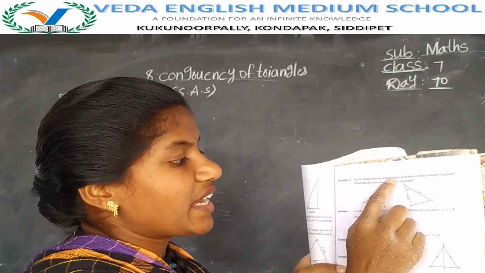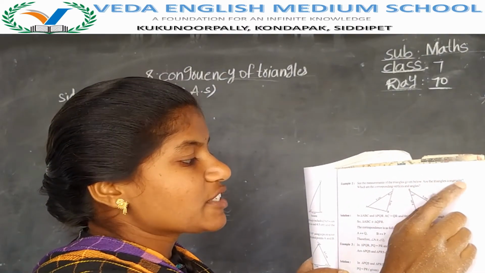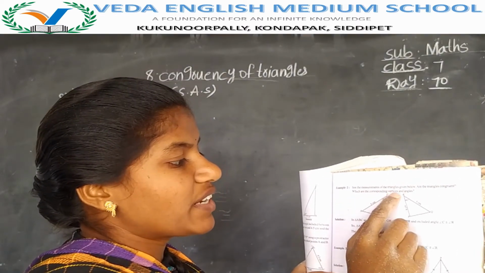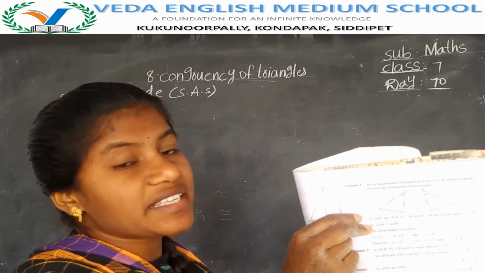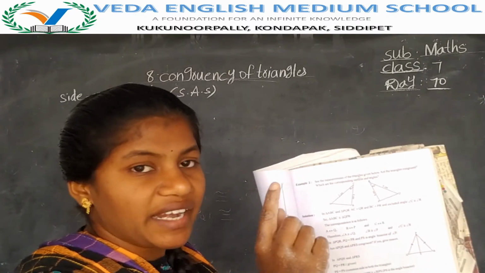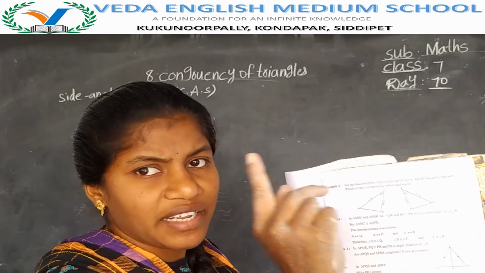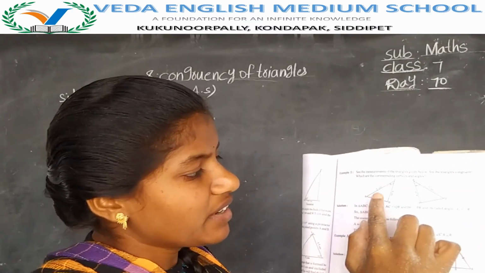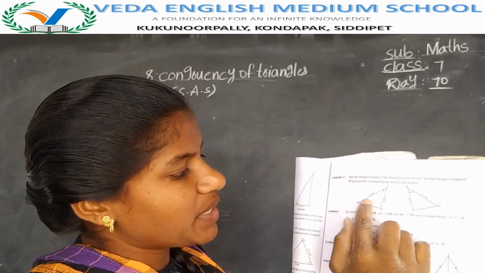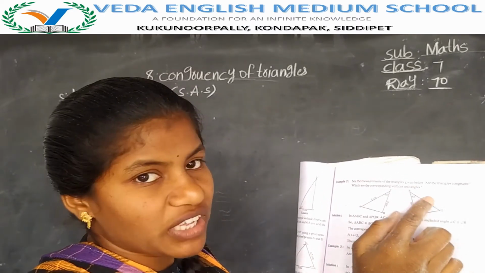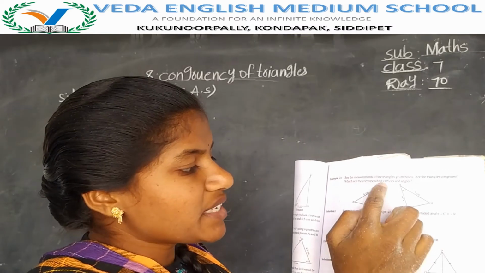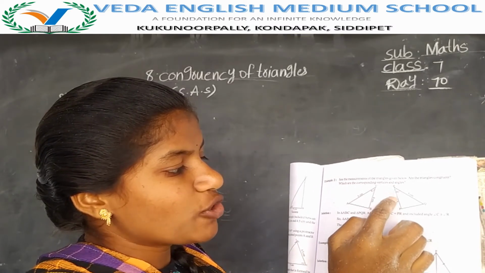See the measures of the triangles given below. Are the triangles congruent? Which are the corresponding vertices and angles? Here SAS. S means side, angle, side. That means any two sides and any one angle should be equal. Here 5 centimeters, 5 centimeters. AC is equal to RQ. Both are 5 centimeters. BC is equal to 4 centimeters. PR is equal to 4 centimeters.